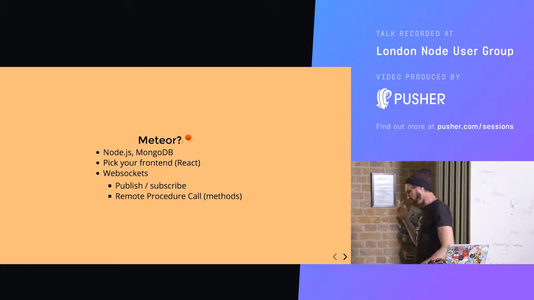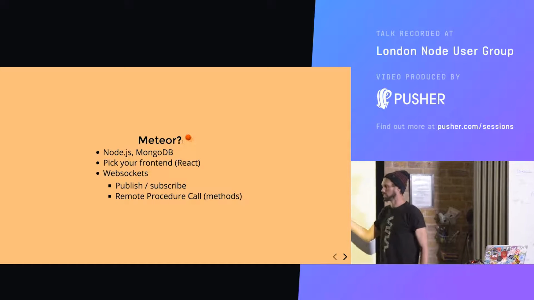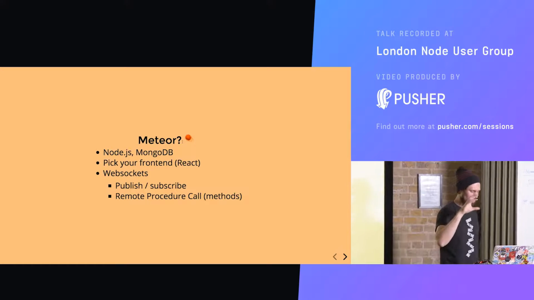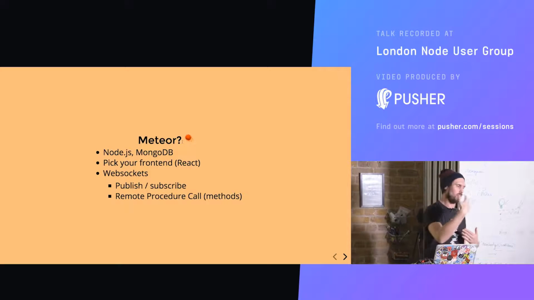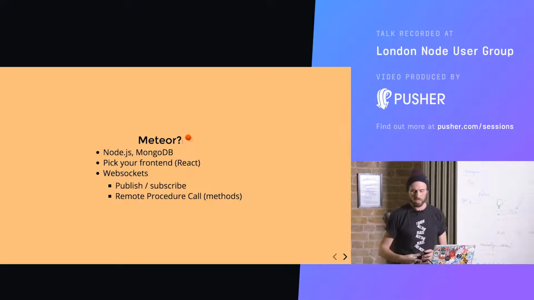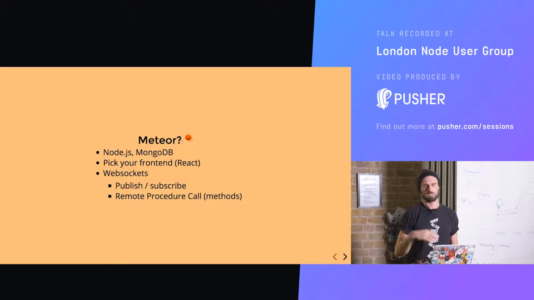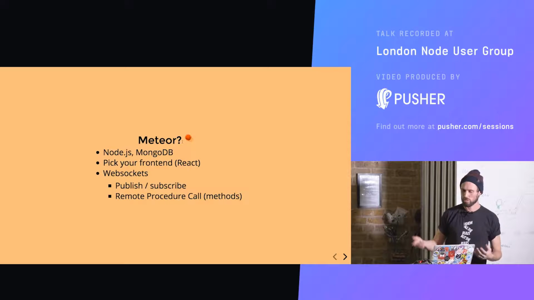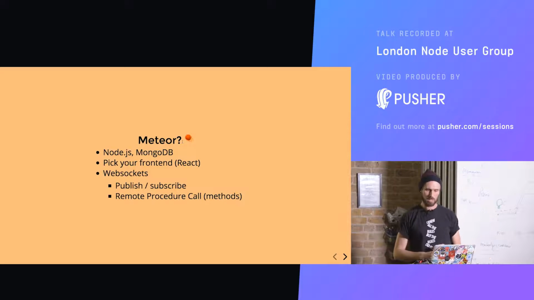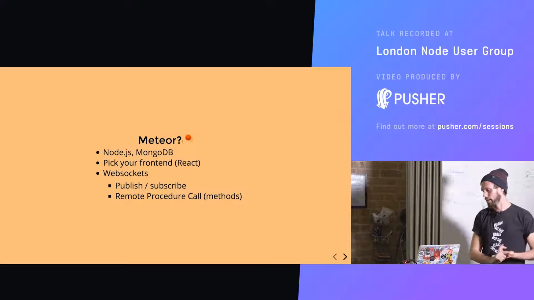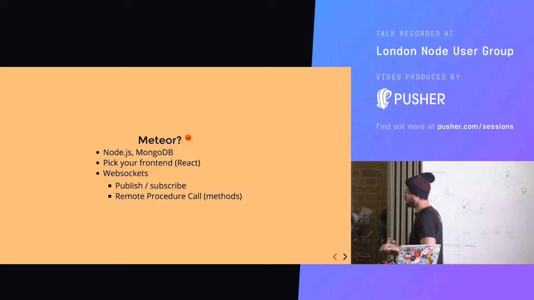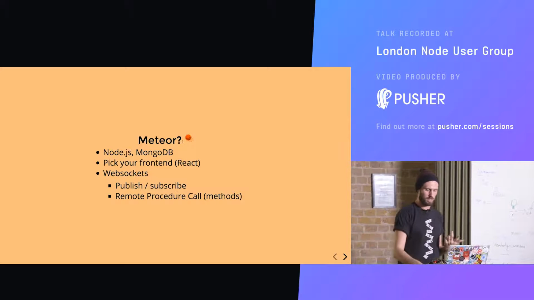And then it's got a kind of remote procedure call for when you want to do stuff like mutating your data. So you generally call a method, Meteor calls and Meteor methods, over the WebSocket to say, I want to update this thing, change something or remove it or whatever. So these are the two cool things that it has that make Meteor so rad and awesome.